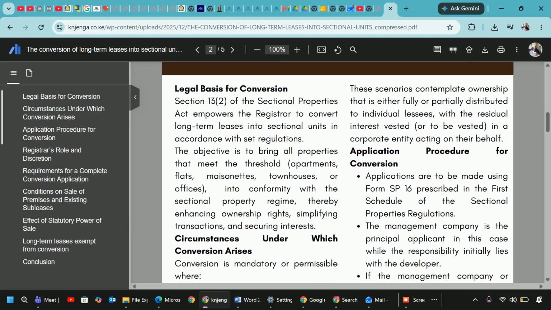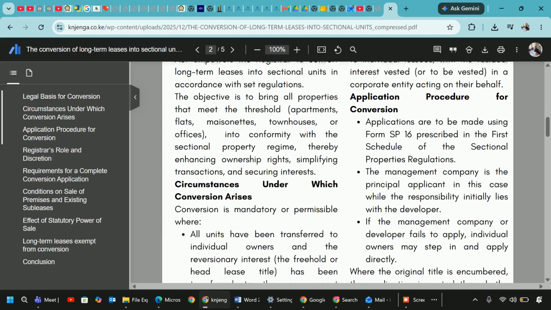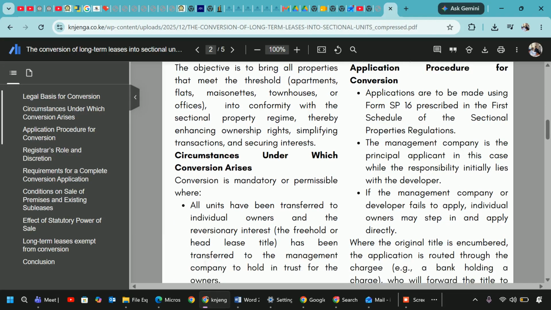These scenarios contemplate ownership that is either fully or partially distributed to individual lessees, with the residual interest vested or to be vested in a corporate entity acting on its behalf. What is the application procedure for conversion? So applications are to be made using Form SP 16 prescribed in the first schedule of the Sectional Properties Regulations.